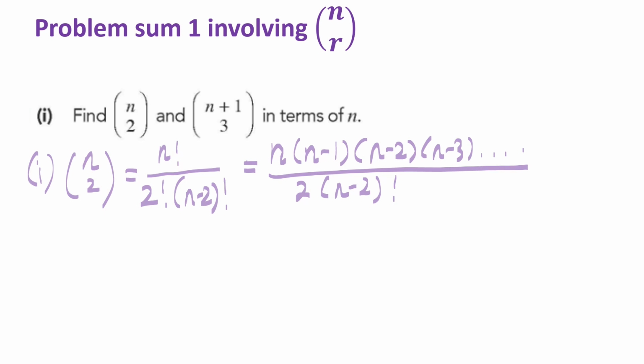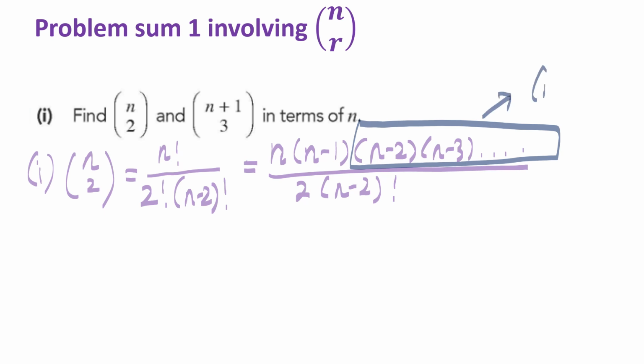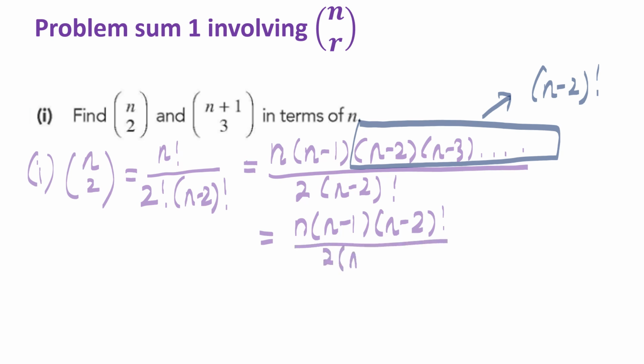Why are you going to keep that? Because if you were to recall, again, this guy here will collapse into n minus 2 factorial. Okay, so if you simplify further, this and this will give you 1. So you end up getting n(n minus 1) over 2. Alright, so that is part 1. Let's press on to do part 2.